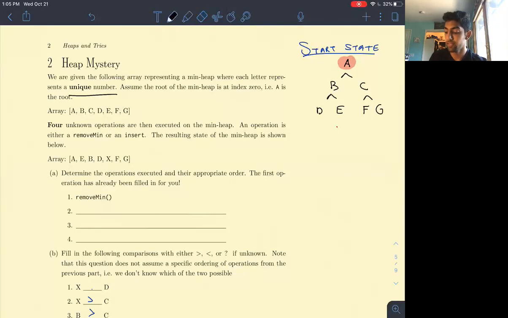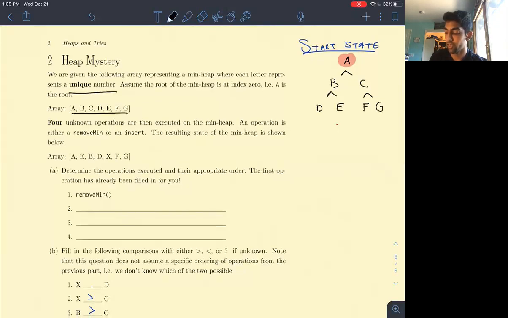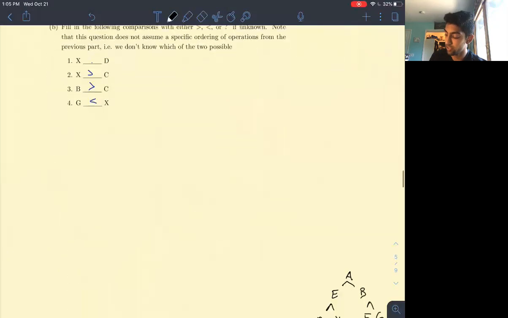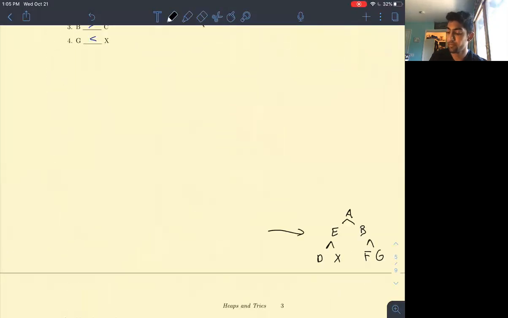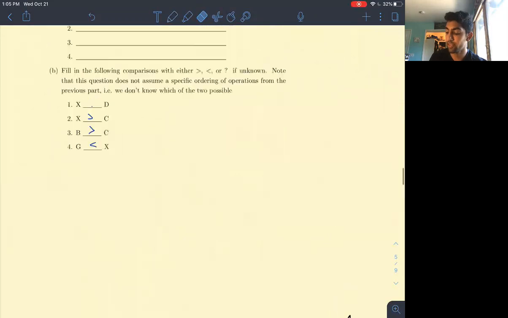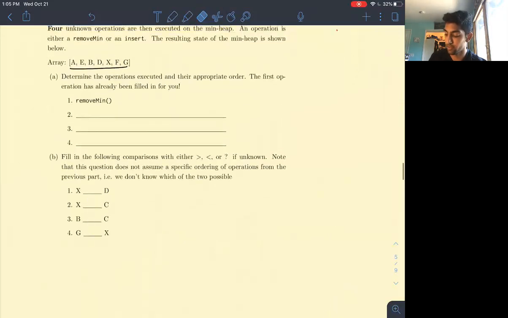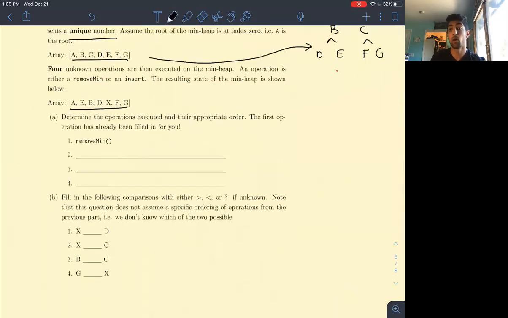So we have this starting array, which looks like this heap over here, and then we perform 4 operations, and the array changes to this, which looks like what I drew below. Okay, so let's try to figure out what these possible operations were. We know the first one is a remove min, okay? So I'm going to put down my observations here.